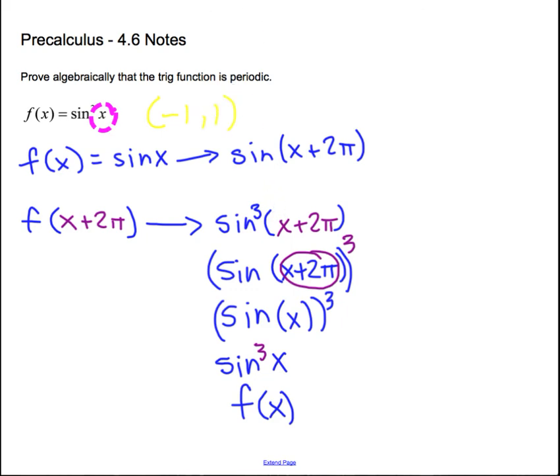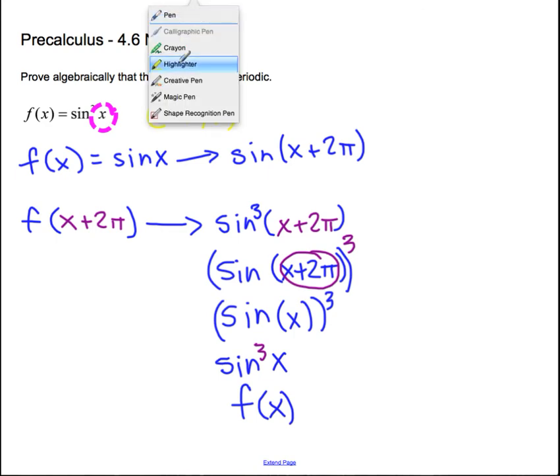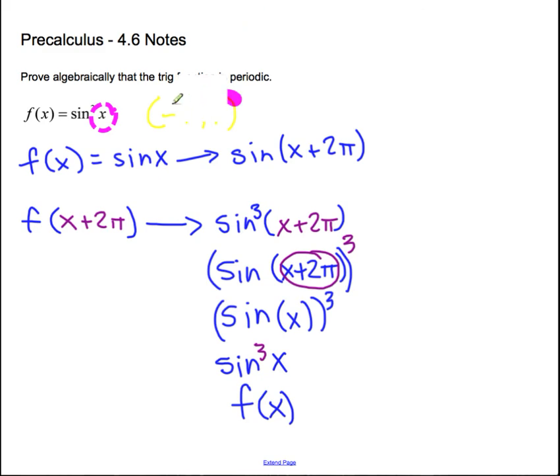So when you're looking at this, just keep all that stuff in mind. Don't forget what you already know about things. And we know that sine is going to go from -1 to 1, and we know that we can put any number in for that. And because of these things, we know that we've got a periodic function.